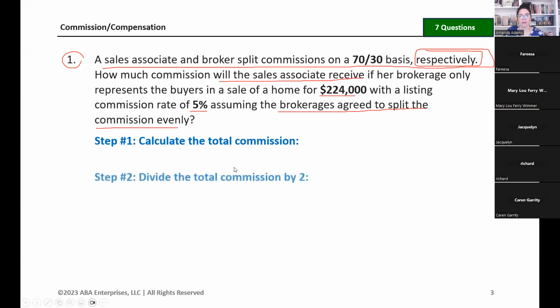So these are the steps we're going to do. We're first going to calculate the total commission. Then we need to divide the total commission by 2. And then we need to calculate the sales associate split. But before we do that, though, we got to tackle this word, respectively. What does that mean?